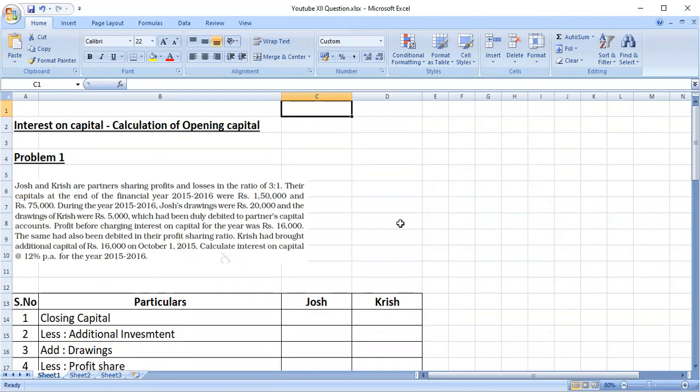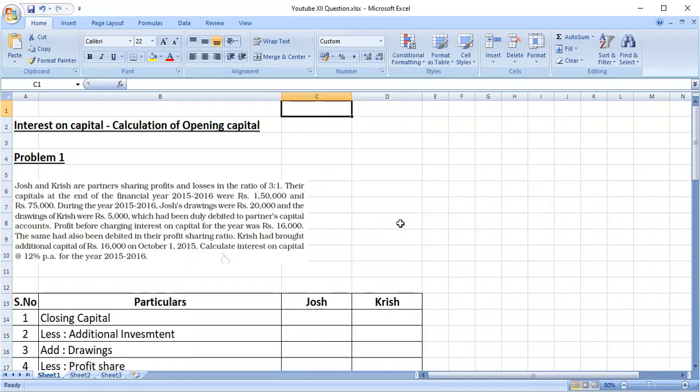Today I've come with a couple of questions which require you to calculate opening capital of a partnership firm. Why I chose this topic was because all this while the CBSE have been asking questions of a certain pattern which require you to calculate opening capital.